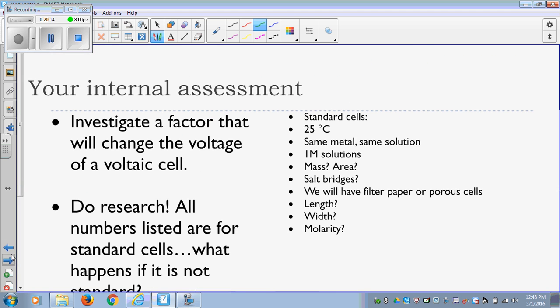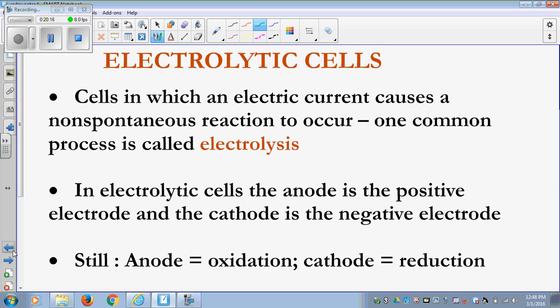Okay, so this is all about the voltaic cell. Let's talk about the electrolytic cell. The electrolytic cell is the one in which electric current is not produced spontaneously. You have to provide the battery. You have to force the electrons out of one electrode and make them go to the other electrode.